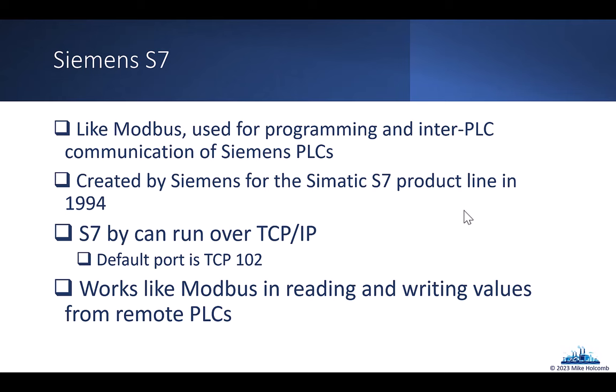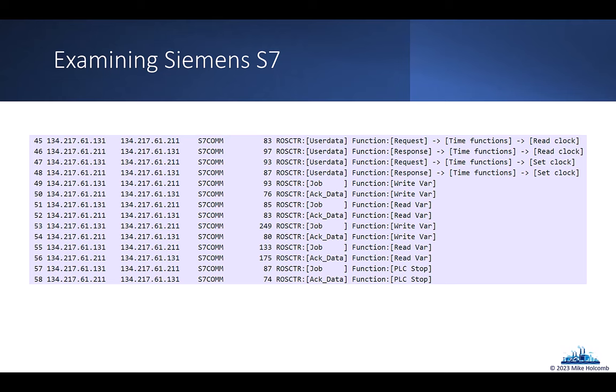S7 is a proprietary protocol from Siemens. So if you have Siemens in your environment, it can be talking S7. Just like with Modbus, it can run on its own, but more than likely you're going to see it running over TCP/IP these days. Very similar to Modbus, it allows you to read values, write values, and issue commands for things like troubleshooting. So this is what it looks like from the Wireshark perspective.